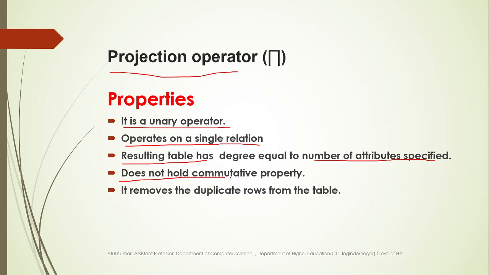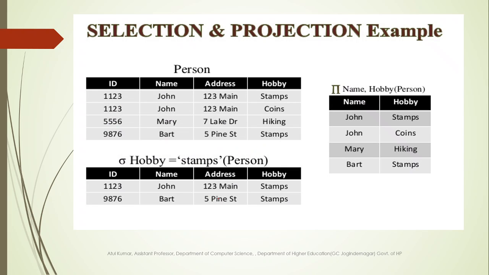It does not hold the commutative property. Also it removes the duplicate rows from the table. For example, we have a relation, suppose person, and we apply a projection operation here. The projection operation contains only two attributes, that is name and hobby. For applying a projection operation, the syntax is like pi name comma hobby, and then the relation on which it is applied, that is person.